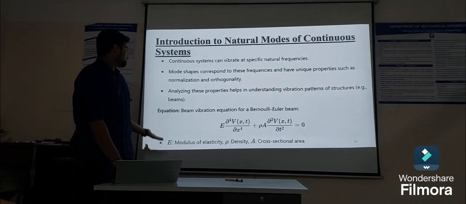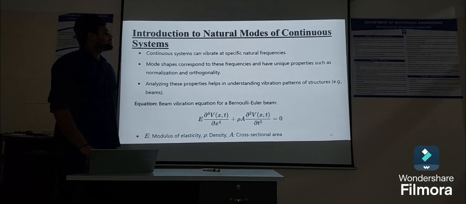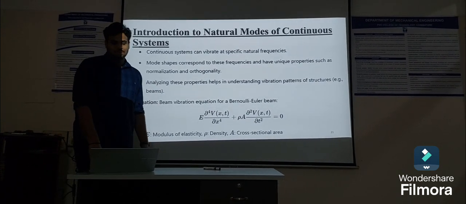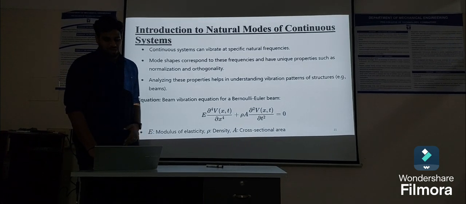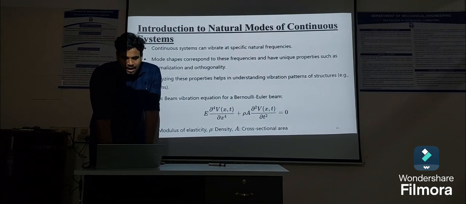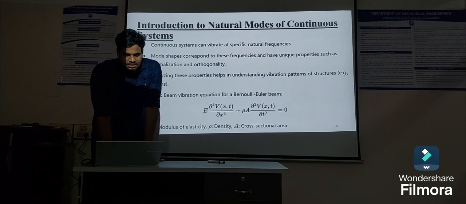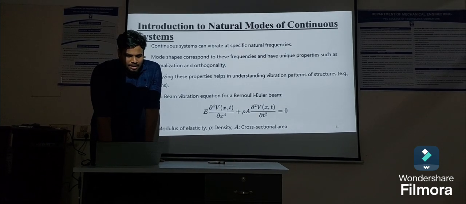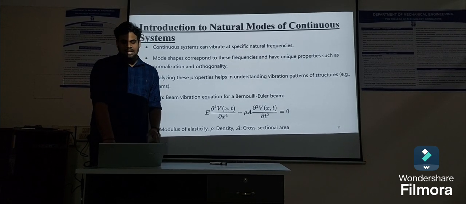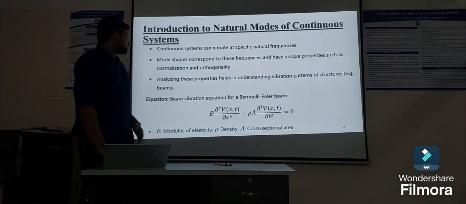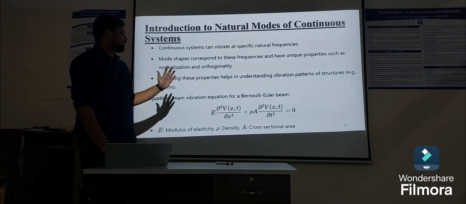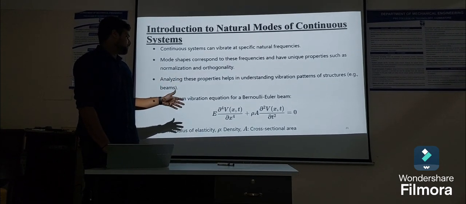The equation for beam vibration relates to the natural modes of a continuous system. Continuous systems can vibrate at specific natural frequencies. Mode shapes corresponding to these frequencies have unique properties such as normalization and orthogonality. Analyzing these properties helps in understanding vibration patterns of structures such as beams. Beam vibration equation for an Euler-Bernoulli beam.